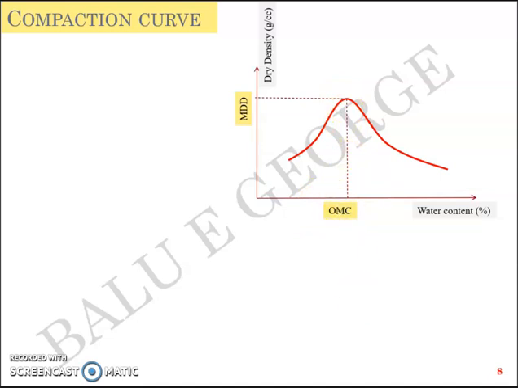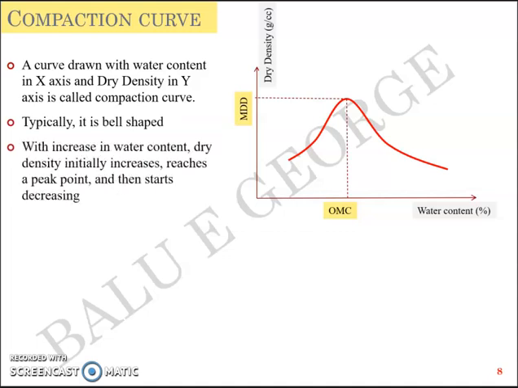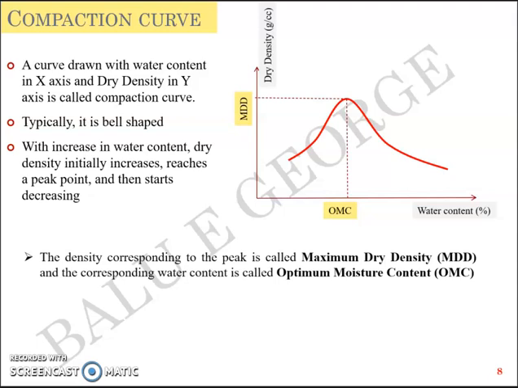Now, what you did is you draw a curve with the water content in x-axis and the dry density in y-axis, which is called a compaction curve, which is typically a bell-shaped curve. And this gives an idea that with an increase in water content, the dry density initially increases, and on reaching a peak point, it starts to decrease with further increase in water content, right? So the density corresponding to the peak is the maximum density, and the water content corresponding to the point is OMC.